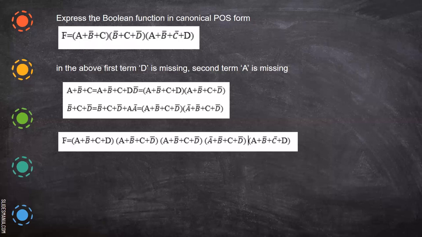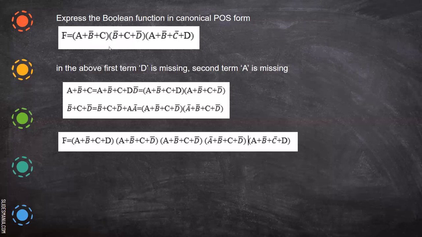Okay, this is actually a reduced equation. But I want it to expand to canonical POS so that I can draw the circuit, etc. So that is the main thing. In order to form a canonical POS, we go for expansion. So here we have A, B bar, C, B bar, C plus D bar.